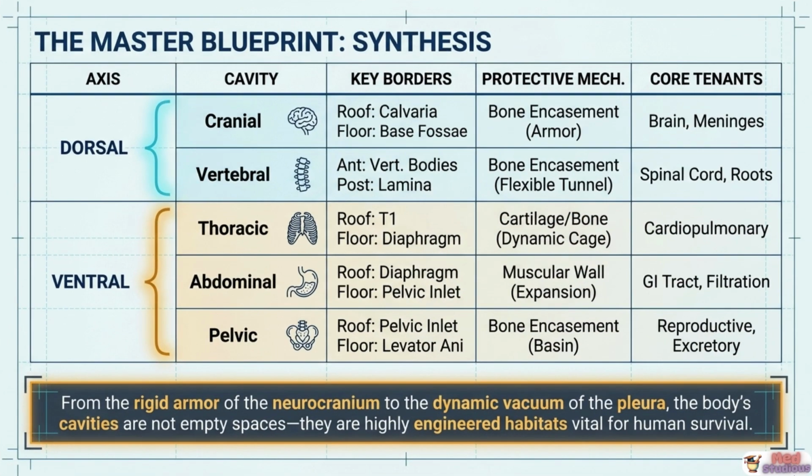Let's synthesize the master blueprint. The dorsal axis provides heavy bone encasement armor via the cranial and vertebral cavities, locking away the brain and spinal cord. Conversely, the ventral axis relies on a dynamic cage, muscular walls, and a bony basin across the thoracic, abdominal, and pelvic cavities. These house our cardiopulmonary, GI, and reproductive systems. From the rigid armor of the neurocranium to the dynamic vacuum of the pleura, the body's cavities are definitely not empty spaces. They are highly engineered biological habitats, vital for human survival.